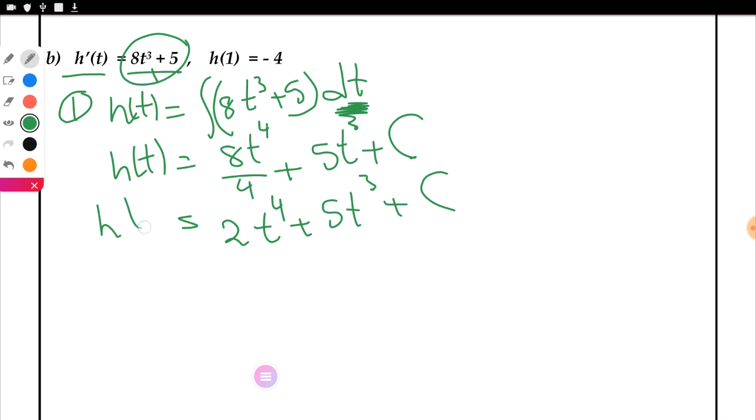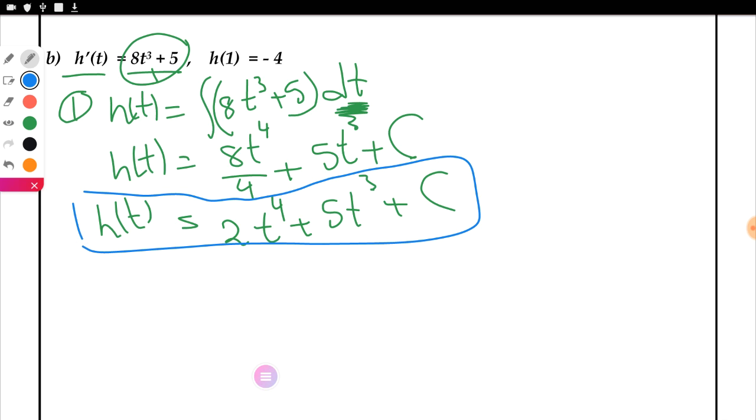This is called the general solution. But since you give me more information, I'm talking about the particular solution. How to get the value of C to find the particular solution? Replace t equal 1. This means in the left side h at 1 is negative 4. Understand? Replace t equal 1 in both sides. Here h at 1 means negative 4.